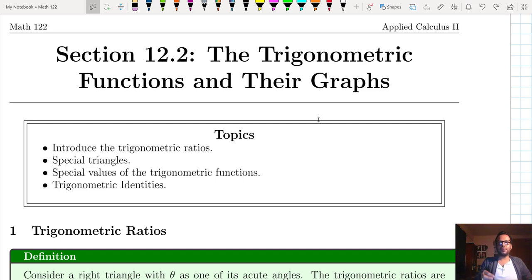Alright guys, welcome to another lecture. We move on to the Trigonometric Functions chapter. This is section 12.2 on Trigonometric Functions and their graphs.